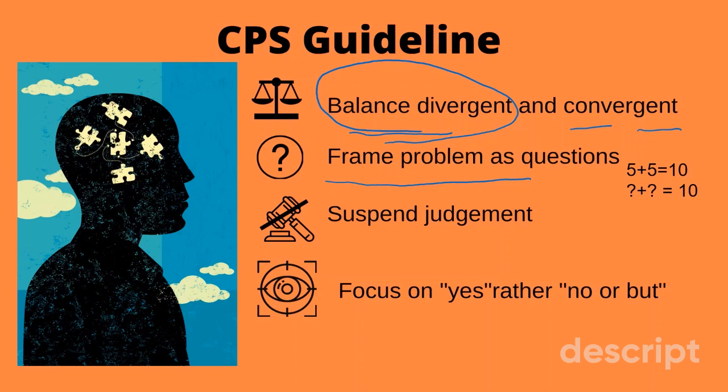The third one is suspend judgment, where in the early stage of brainstorming, we must hold back criticism of ideas that do not work. Later on, we will set appropriate time to analyze them. Deferred judgment is actually not the same as no judgment. It's just that it's not the time yet to have judgment. And finally, focus on yes rather than no or but. That means no negative language, which allows expansion and continuation.